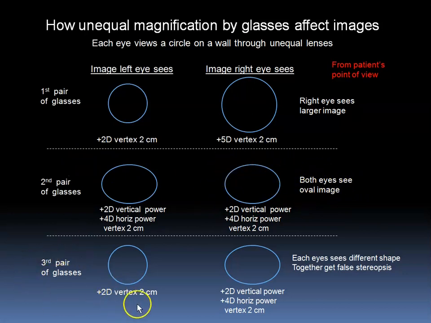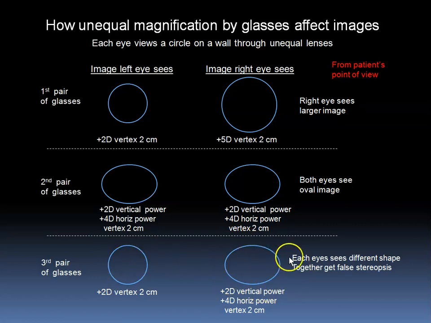In the third pair of glasses, we have a 2 diopter spherical lens over the left eye and an astigmatic lens with greater horizontal power over the right. The left eye sees a somewhat magnified circle. However, the right eye sees a horizontal oval.